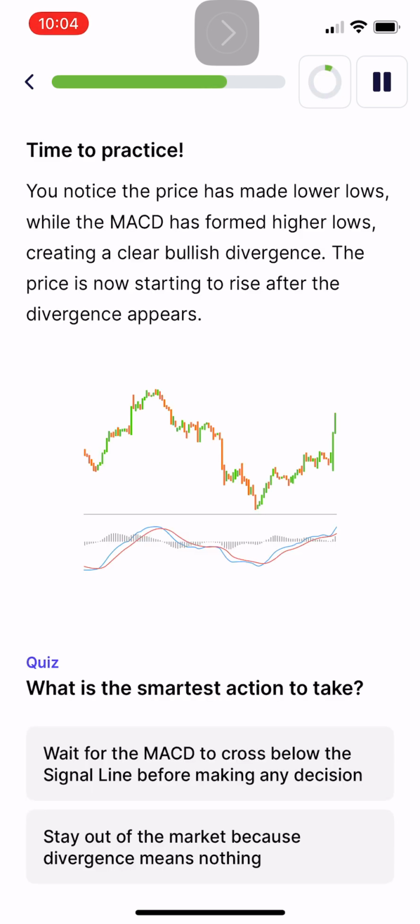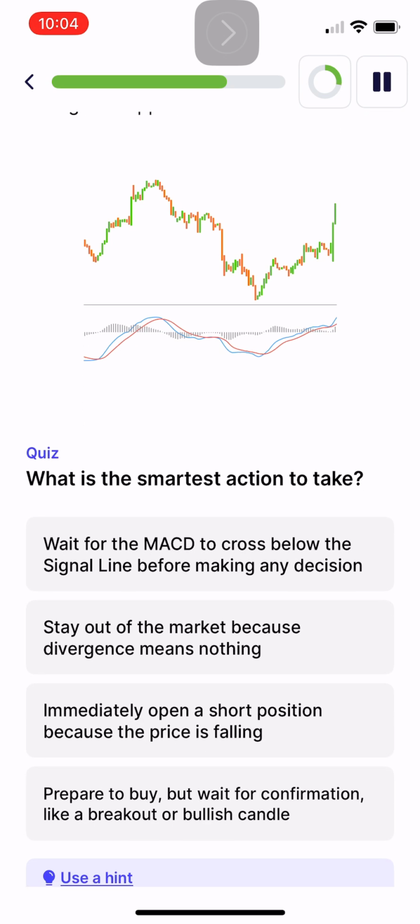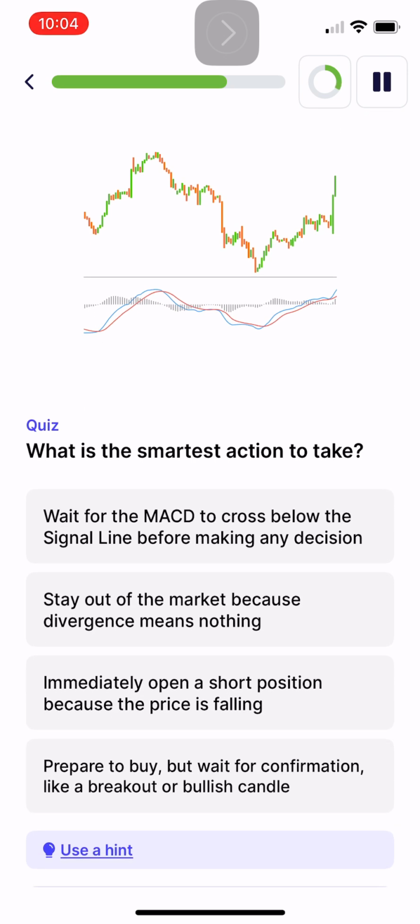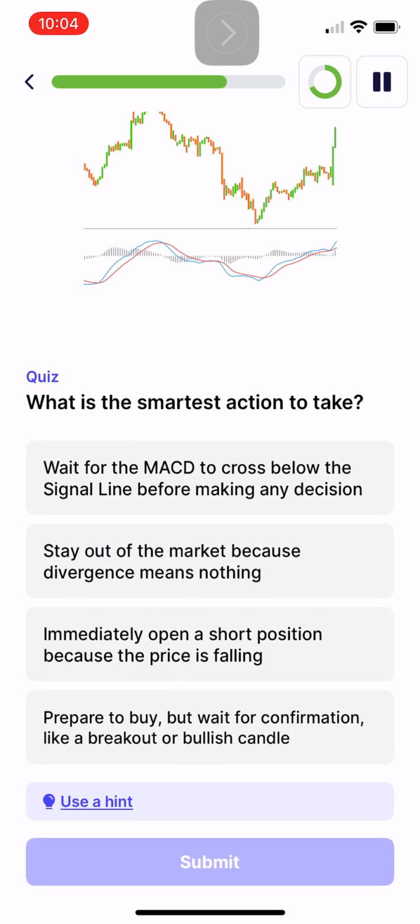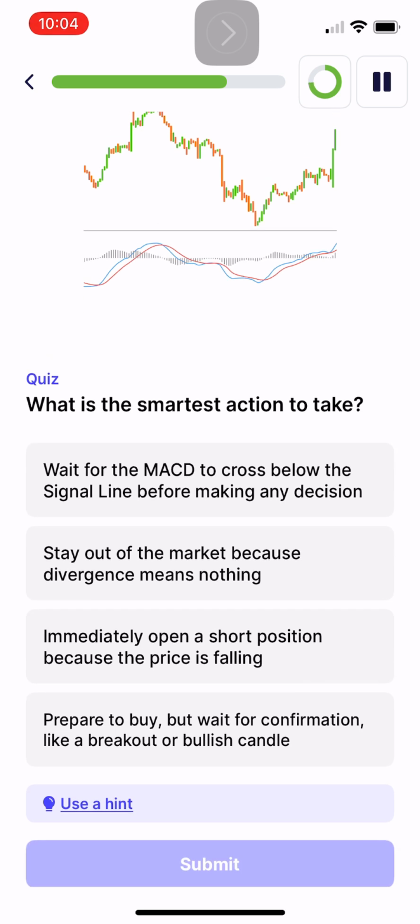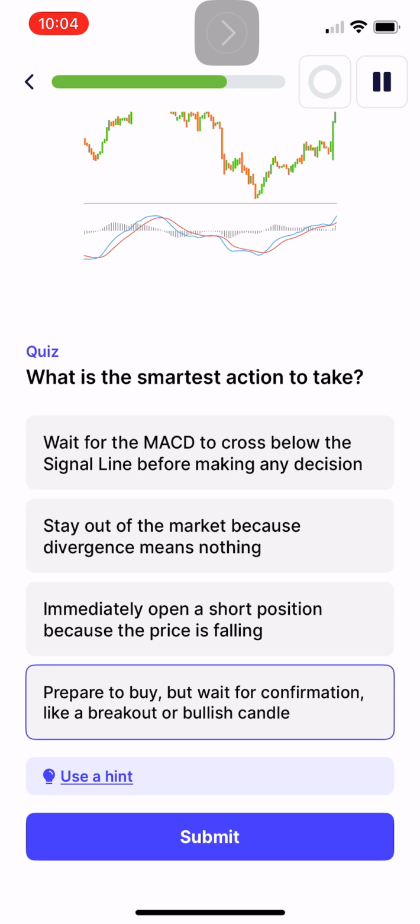You notice the price has made lower lows while the MACD has formed higher lows, creating a clear bullish divergence. The price is now starting to rise after the divergence appears. What is the smartest action to take? Wait for the MACD to cross below the signal line before making any decision. Stay out of the market because divergence means nothing. Immediately open a short position because the price is falling.